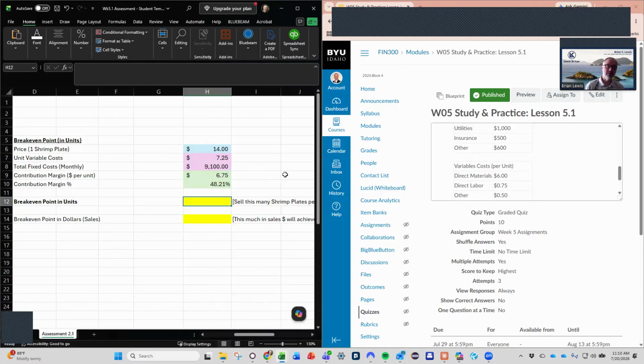Once you have the units, then all you got to do is times it by your price, and voila, you have your break point in dollars.